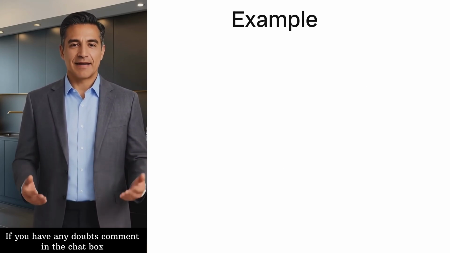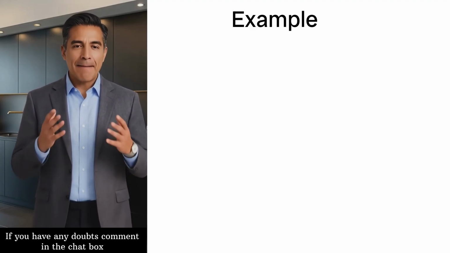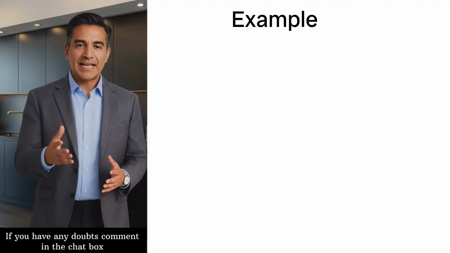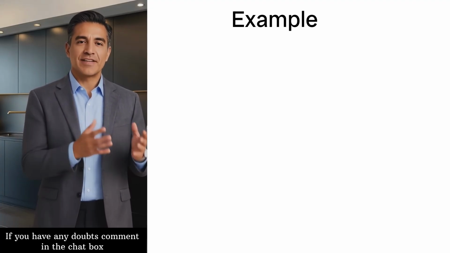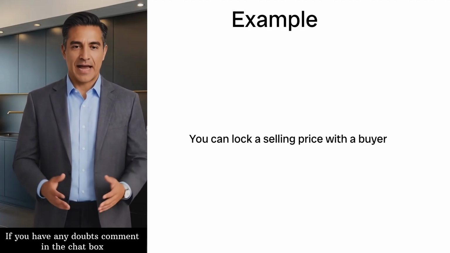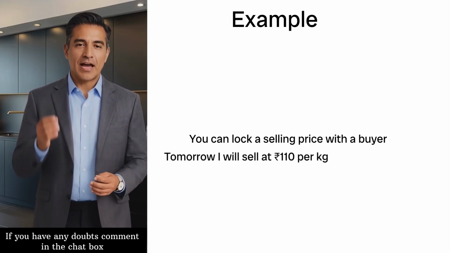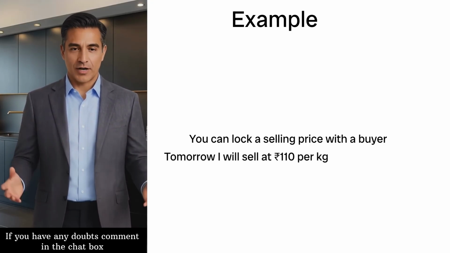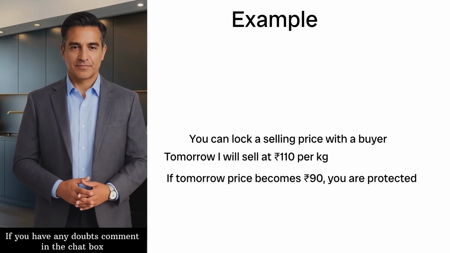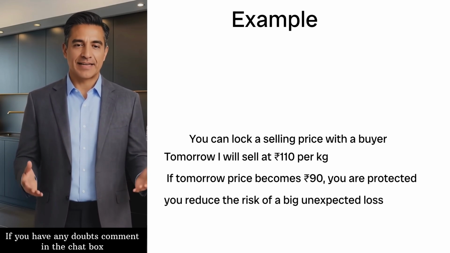Here's a daily life example. Imagine you are a shopkeeper who sells apples. You are buying apples today, but you are worried that tomorrow apple price might drop. If price drops, your inventory value drops and you face loss. So you can protect yourself by locking a selling price with a buyer. For example, you agree that tomorrow you will sell at rupees 110 per kilogram no matter what. Now, even if tomorrow the price becomes rupees 90, you are protected. You may not get the maximum profit, but you reduce the risk of a big unexpected loss.